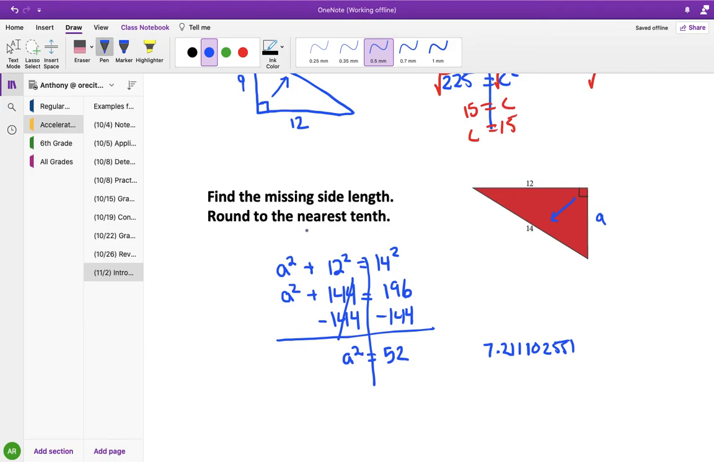It says round to the nearest tenth. So we're going to look at the hundredths spot. The hundredths spot is a 1, so we're going to leave that 2 as it is. We could say A is approximately 7.2. Since we don't have a measure here, I'll just add units to my answer. If we had centimeters, inches, feet, or some other kind of measure, we'd put that there. But since we don't, we're just going to type in units.